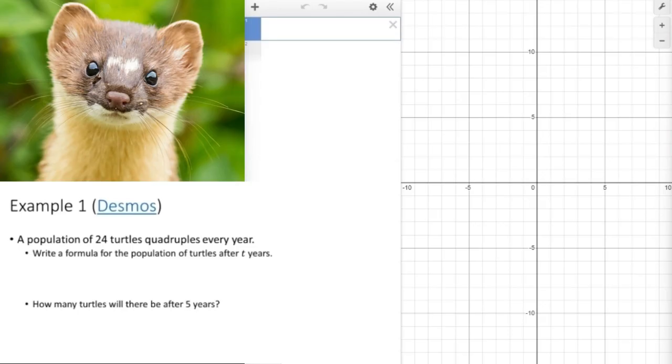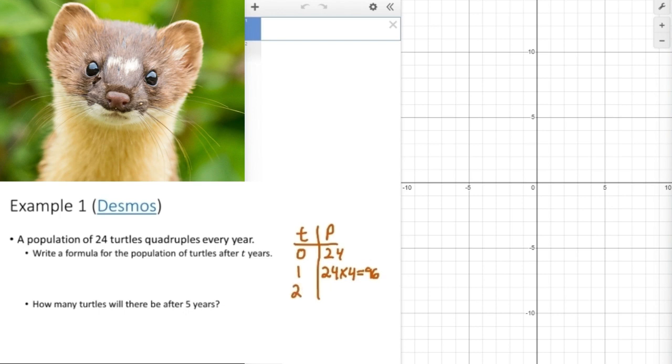In this example, a population of 24 turtles quadruples every year. We're going to write a formula for the population of the turtles after t years. How can we tell that we should be making an exponential model and not, say, quadratic or linear? To understand why we're going to use an exponential model here, let's look at various times and calculate what our turtle population would be. We're told at the start, which means t equals 0, there are 24 turtles. We're then told every year the population quadruples. If we go to the next year, which would be t equals 1, we know the population is supposed to quadruple, which means we'll take last year's population, which was 24, and multiply by 4, and we would get a population of 96 turtles.